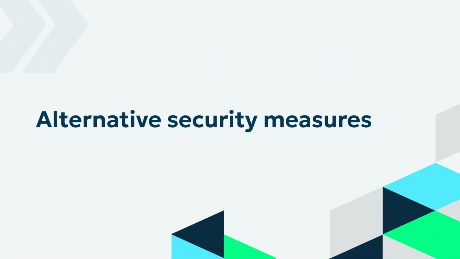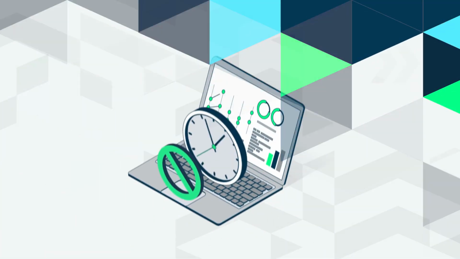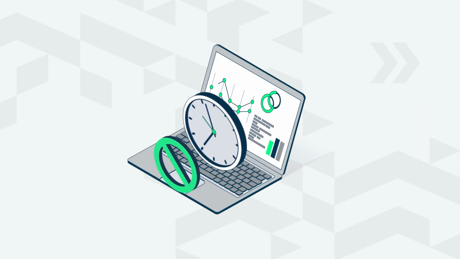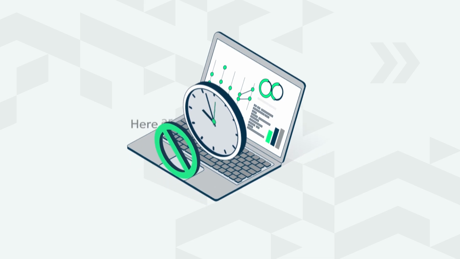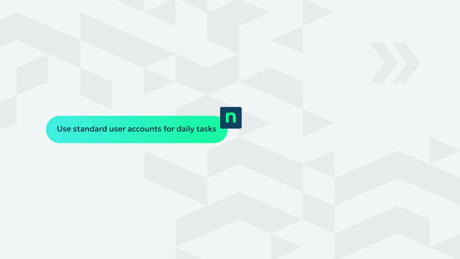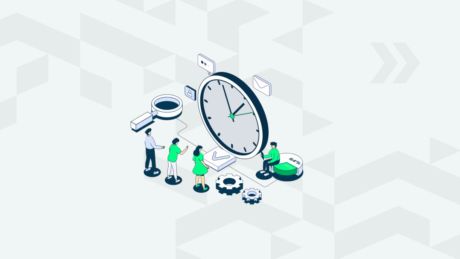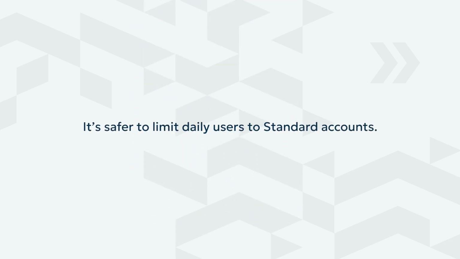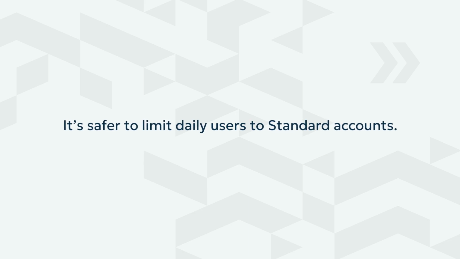Alternative security measures. Blocking time changes is a good start, but adding a few more steps can make your system even more secure and stable. Here are some helpful alternatives. Use standard user accounts for daily tasks. Administrator accounts have broad privileges, including changing system time. It's safer to limit daily users to standard accounts.